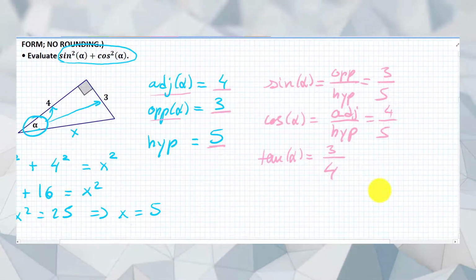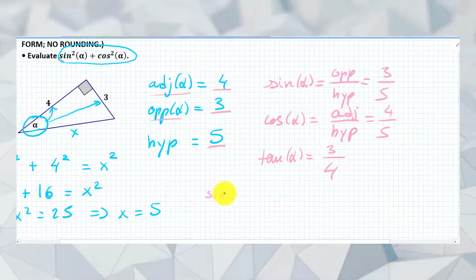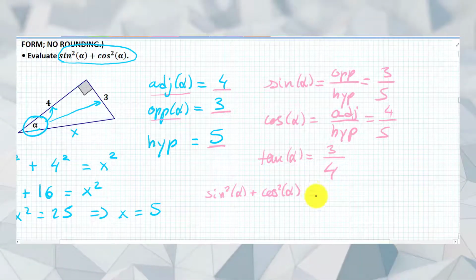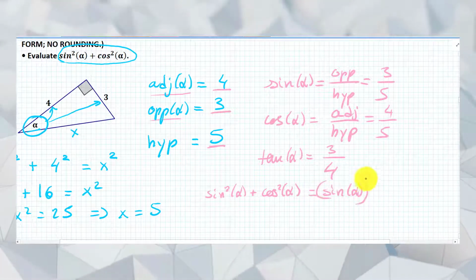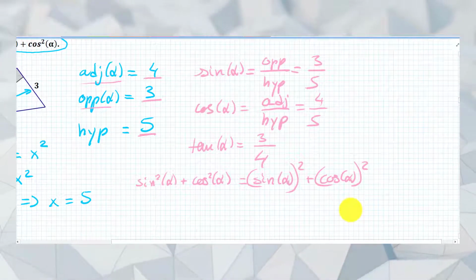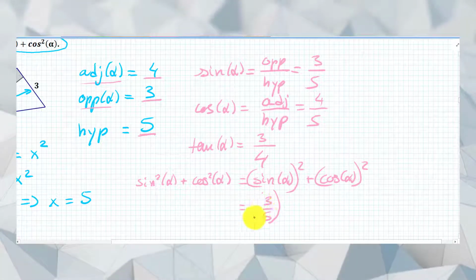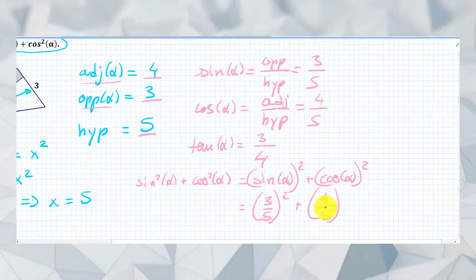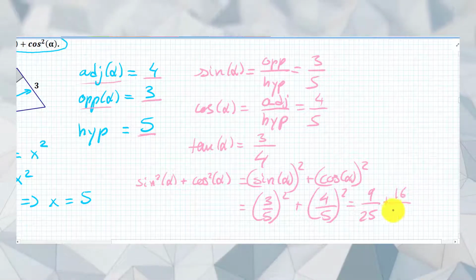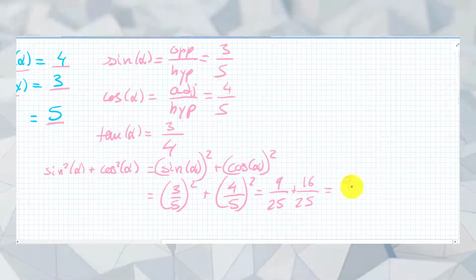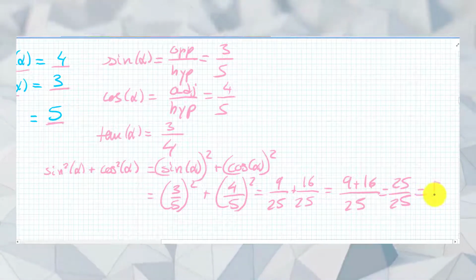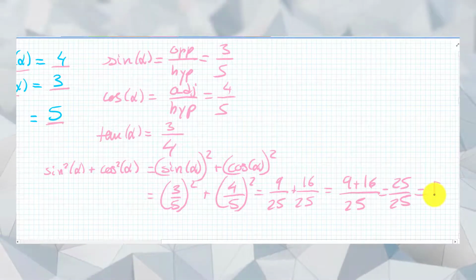I do have a second question. They ask me to evaluate sine squared alpha plus cosine squared alpha. First of all, this notation with the power means the sine of alpha squared plus the cosine of alpha squared. Okay? Now, what is the sine of alpha squared? Well, it is 3/5 squared plus 4/5 squared. 3/5 squared is 9 over 25 plus 4/5 squared is 16 over 25. And so this is 9 plus 16 over 25, 25 over 25, which is 1. Wow, nice round number.